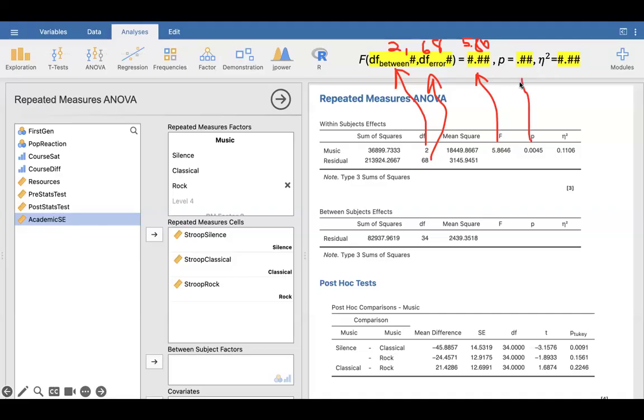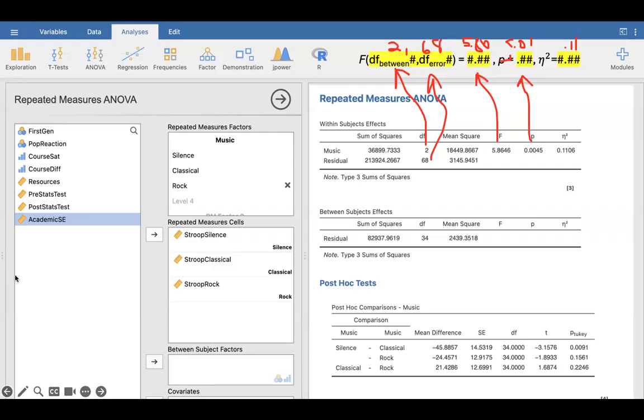For the p-value, I'm going to do less than 0.01. Rather than do the equal sign, I'm going to use this less than 0.01, just because for APA, I like to have the same number of numbers after the decimal. And then I'm going to put my eta squared here, which would be 0.11.